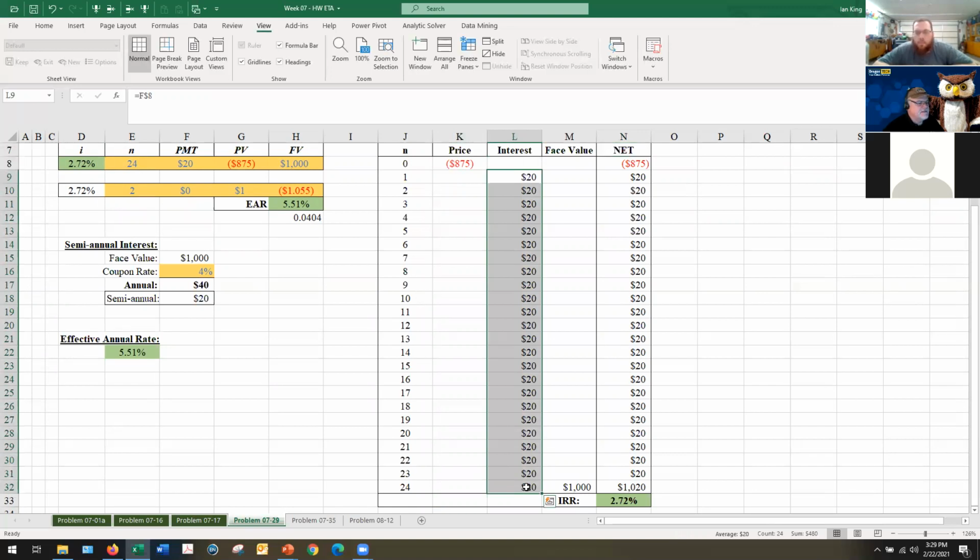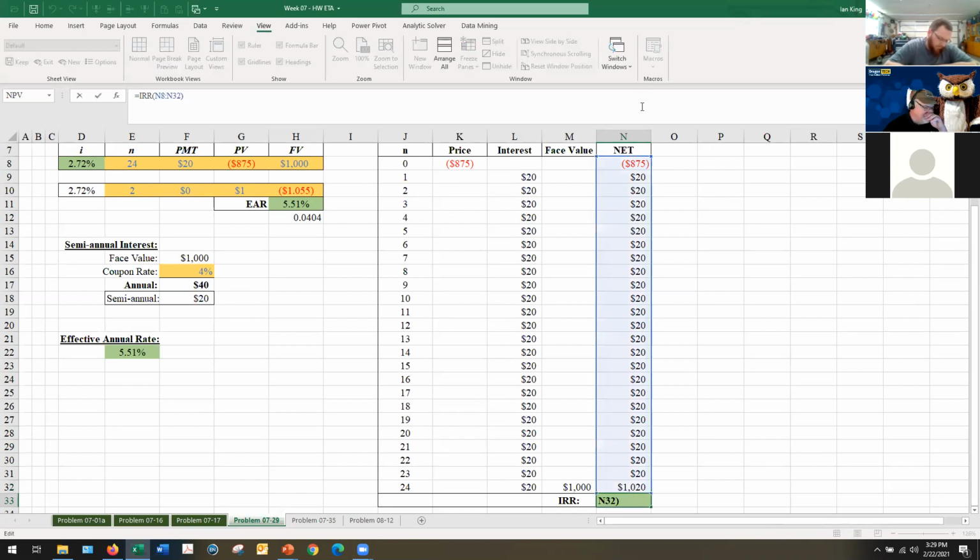So that's your semi-annual interest payments. It's a 12-year period, but 24 payment periods. And at the end of that, period 24, you get your $1,000 back because the bond matures. So I netted all those inflows and outflows and just did an internal rate of return calculation on that whole thing. And that gives me my 2.72, same 2.72 as I got up here. So it gets you the same place.